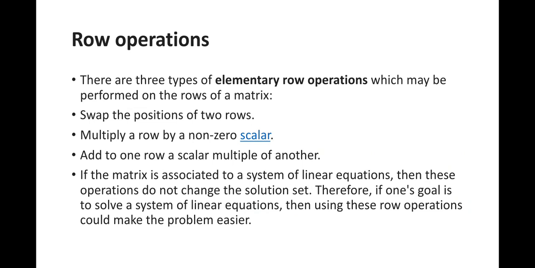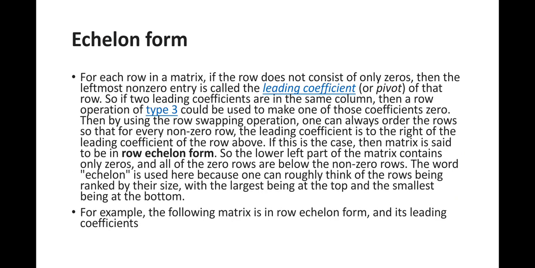While doing the Gauss elimination method, we must know the row operations: multiply a row by a non-zero scalar, swap the positions of two rows, and add to one row a scalar multiple of another. If the matrix is associated to a system of linear equations, then these operations do not change the solution set. Therefore, if one's goal is to solve a system of linear equations, then using these row operations could make the problem easier. Echelon form.